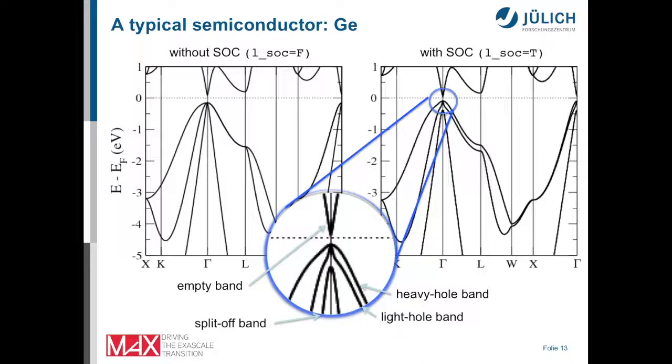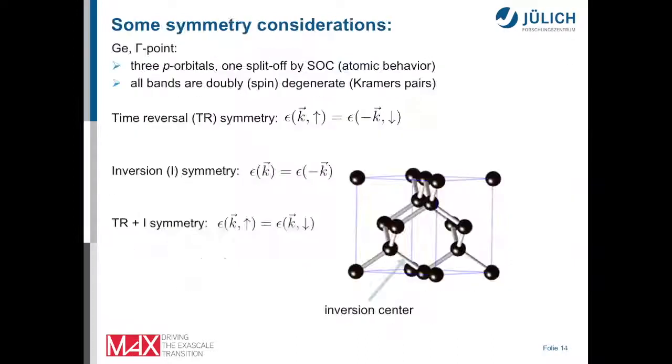Now all these bands are still doubly degenerate, so you have a spin up and a spin down electron sitting in each of these bands, and this comes simply from the fact that we have a structure here which has inversion symmetry. This is again a diamond structure with an inversion center, and we also have time reversal symmetry.